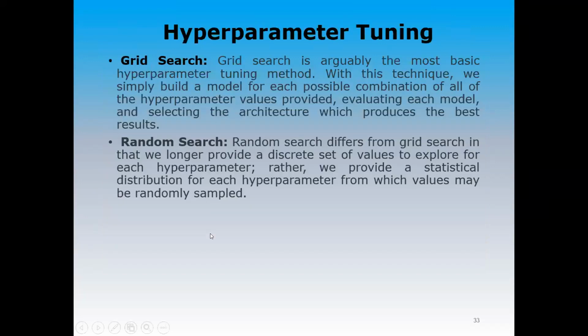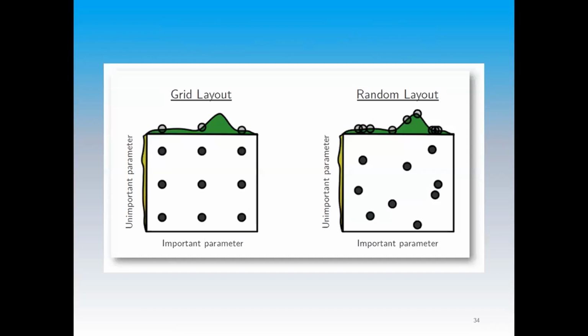Then there is random search. Random search is very different from grid search, wherein they use a discrete set of values. They don't use combinations of hyperparameters. They follow some statistical distribution, wherein the values are taken randomly and sampled accordingly to get the best optimized model.